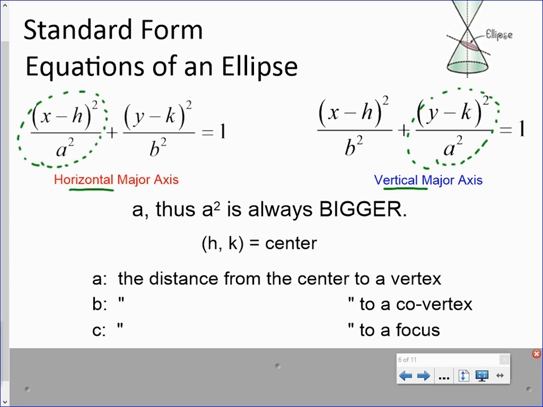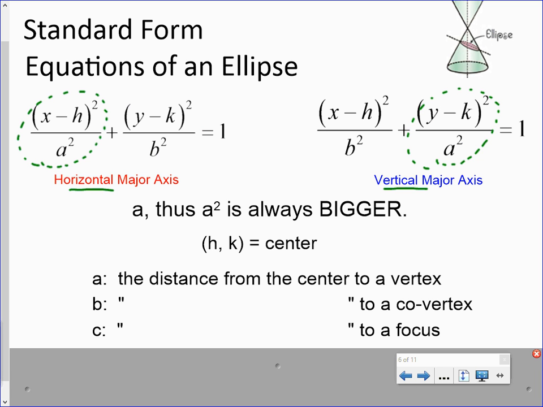And then B is the distance from the center to a covertex. That would be in the other direction. It would be on what we call the minor axis, the shorter axis of the ellipse. If you're on a horizontal major axis, then B is paired with y, so you count up and down. If you're in a vertical major axis, then B is paired with x, so you count left and right B. So how will you know what direction to count those values, A and B? Based on what coordinate it's under. Is it under x or is it under y?